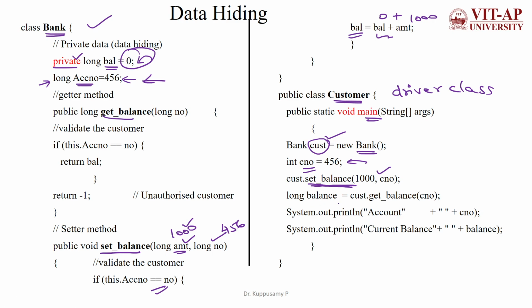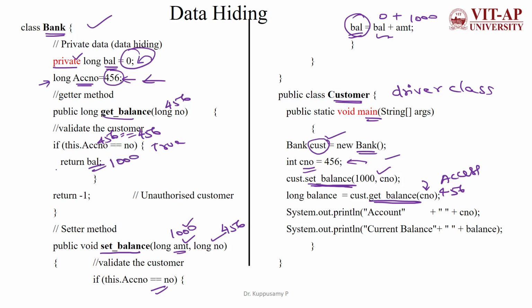Then we call another method, get_balance, that means accessing the values through the getter method. We pass the c number, which is 456. Then we check the account number; yes, it is 456, so 456 equal to 456 is true. Once it is true, it returns the balance, which already has the value 1000, so it returns the value 1000.